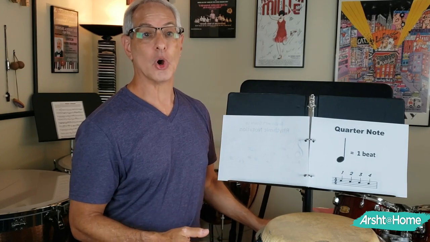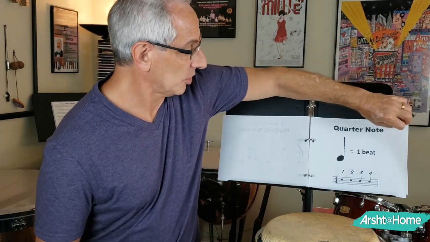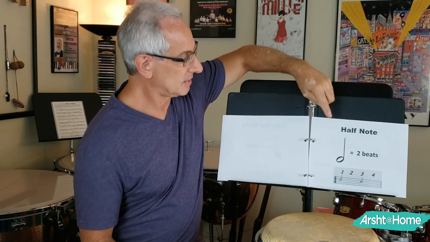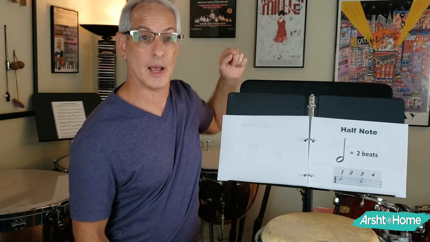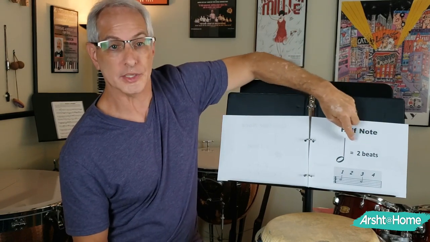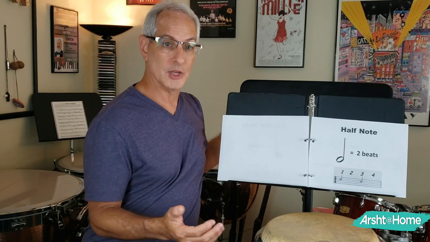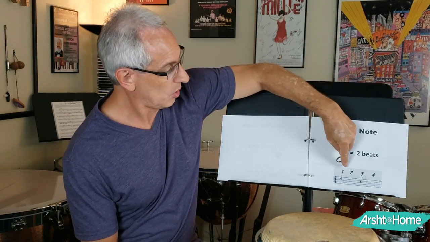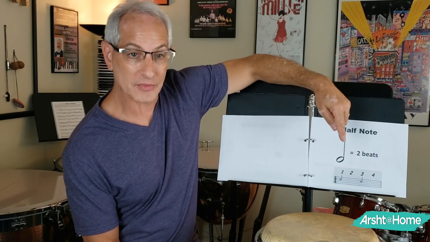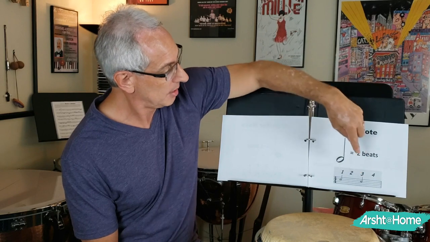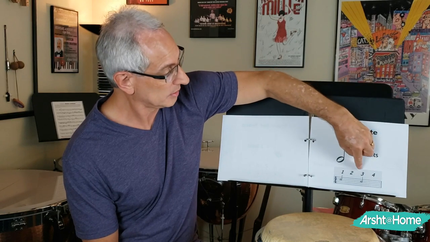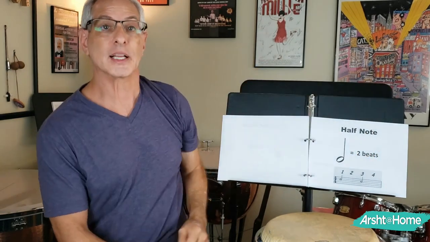Okay. The next note we're going to talk about is the half note. The half note looks like the quarter note, except it's a hollow circle with a stem instead of a solid circle with a stem. The half note gets two beats, or in this case, two counts. So you'll notice I have the count listed here, one, two, three, four, that the half note starts on one, the next half note has to wait till the count of three because it gets two beats. So the first one takes up one and two, and the second one takes up three and four. Let's clap this again.